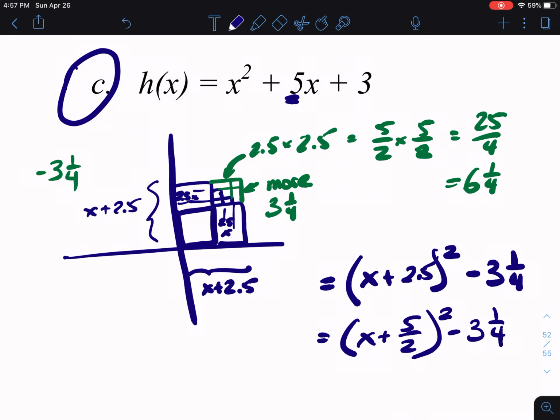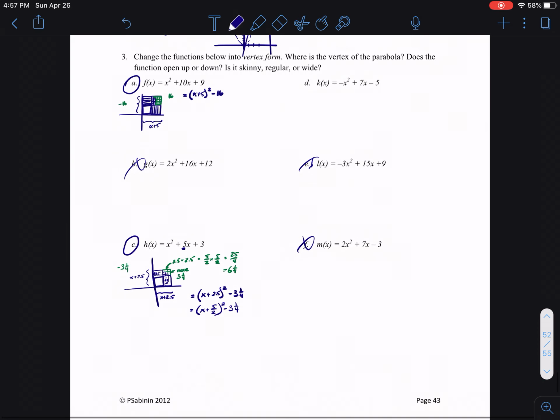Okay. So what I'd like you to do is work on D, to see if you can use the idea of Algeblocks to solve this, the visual of Algeblocks, to write that in vertex form.